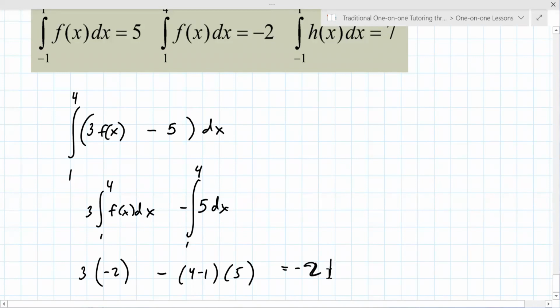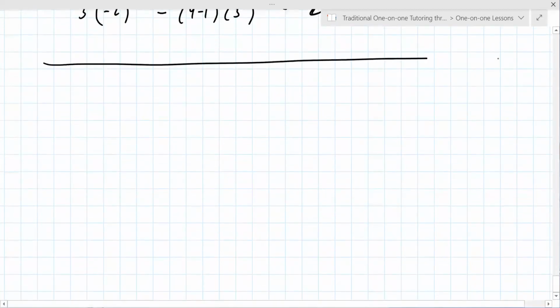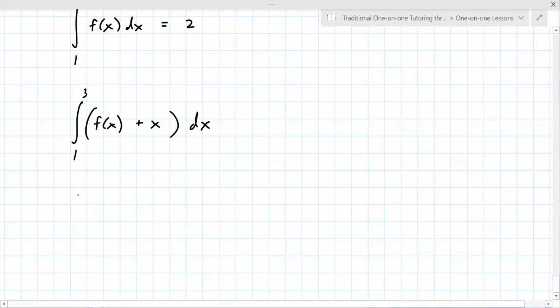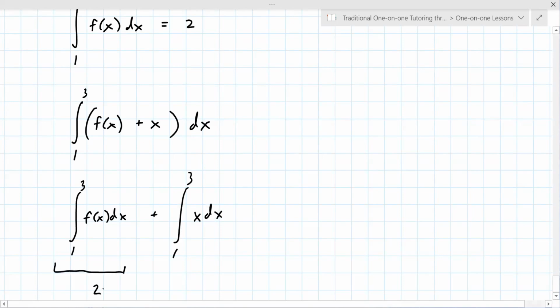Okay. Now let me give you something new here. Let's say the integral from 1 to 3 of f of x dx equals 2. And I want you to find the integral from 1 to 3 of f of x plus x dx. So this is totally new. But you know to separate these. You know to write the integral from 1 to 3 of f of x dx plus the integral from 1 to 3 of x dx. So this right here is 2.